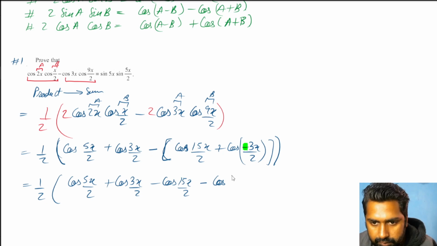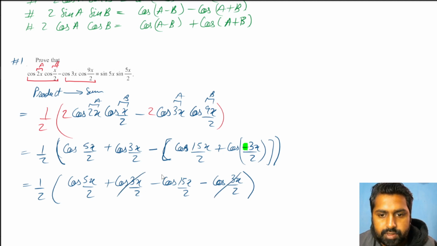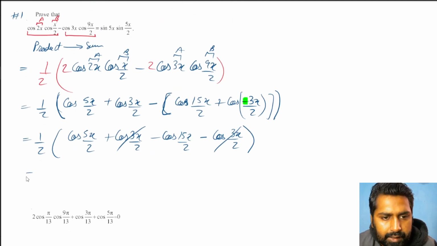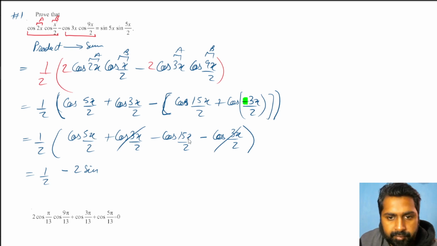Okay, and this negative actually gets removed, 3x by 2. This cos 3x by 2 and cos 3x by 2 cancel, and now simply the last step: cos c minus cos d is applicable here, so apply that. Cos c minus cos d is minus 2 sine of (c plus d) by 2. Add them: 5x plus 15x is 20x, 20 by 2 is 10, 10 by 2 is 5x. Sine 5x. Then subtract them: 5 minus 15 is minus 10, by 2 is minus 5x by 2.